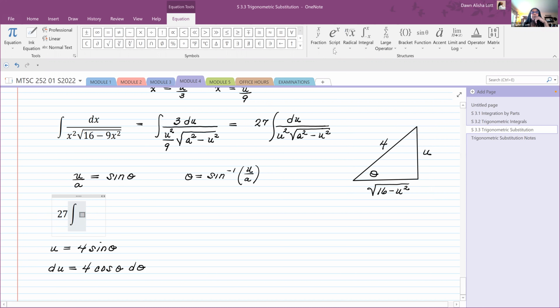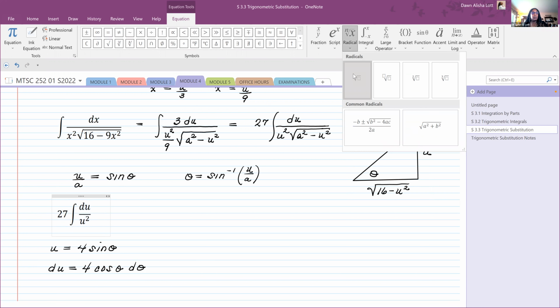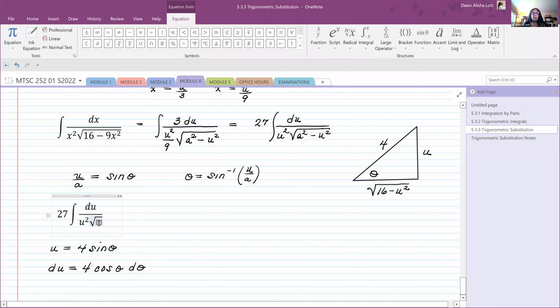All right, so this is a new problem. This is du over u squared, and then the square root of 16 minus u squared. All right, that's the new problem.